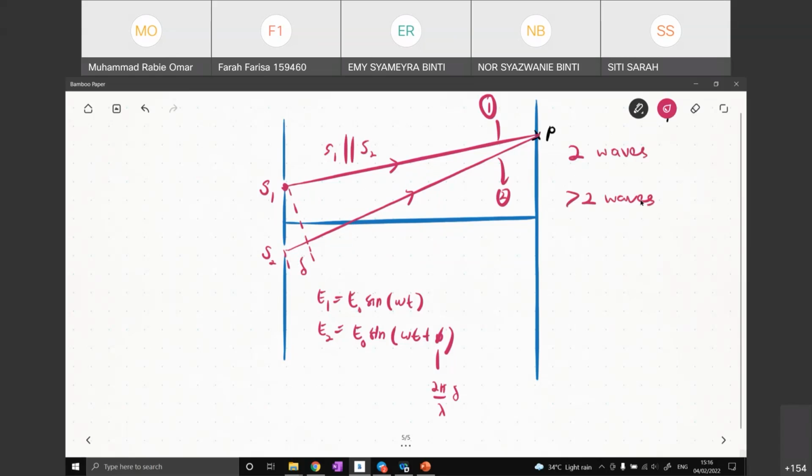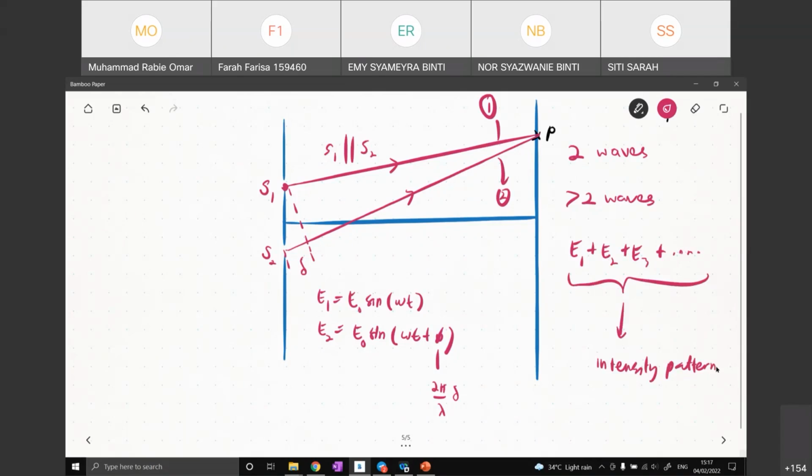So we'll do the calculus to find out the addition of the light waves. For example, I have my E1 plus E2 plus E3, and then plus as many as you can. So we will be evaluating this to find the intensity pattern.